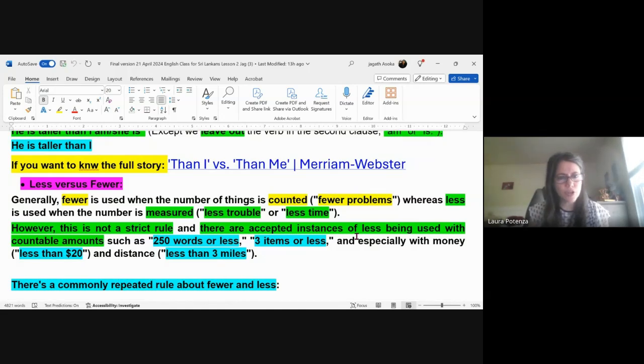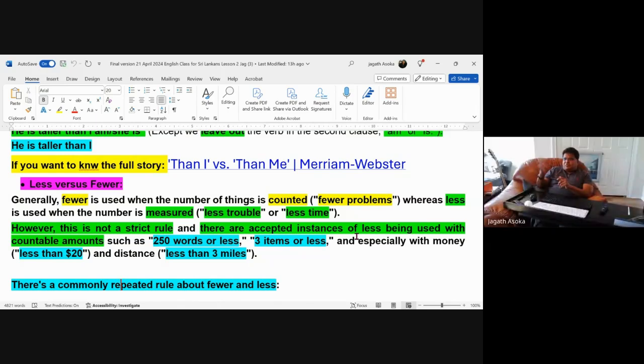If you want to know the full story, then I versus than me, that's a Merriam-Webster link. I guess you can go there. And Jagat, is there information about that there? They have more information. They can look it up, you know.